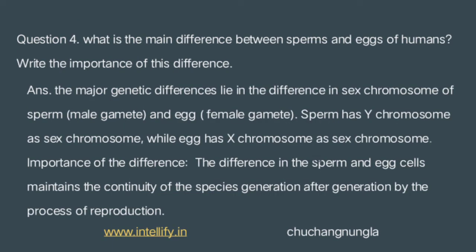Question 4. What is the main difference between sperms and eggs of humans? Write the importance of this difference. Now, a sex chromosome is a type of chromosome that participates in sex determination. Humans and other mammals have two sex chromosomes, that is the X and Y. Females usually have two sets of X chromosomes in their cells, that is XX, while males have both the X and Y chromosomes in their cells.